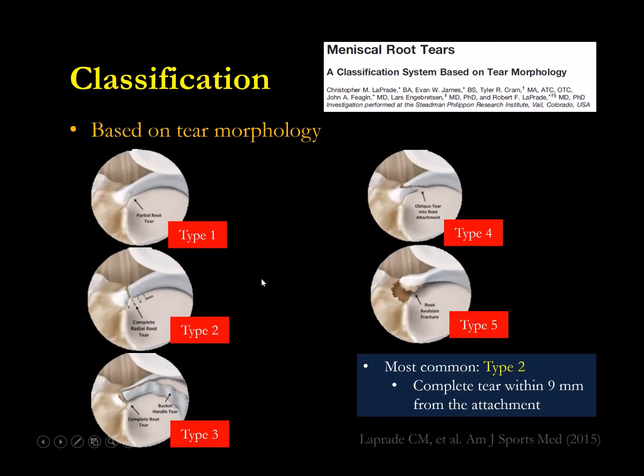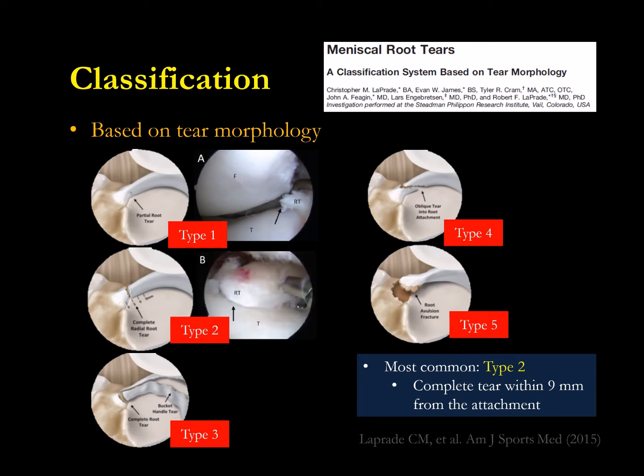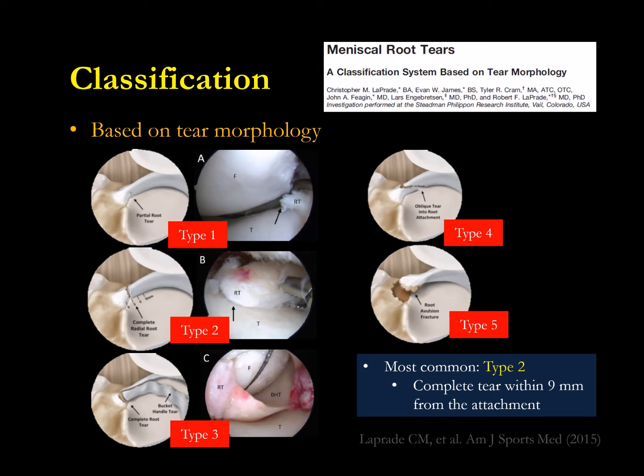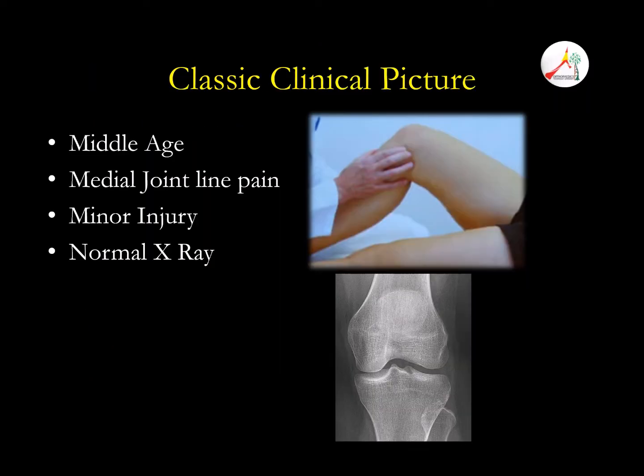So this is a classification by Dr. LaPrade about the root tear. So we will say root tear if the tear site is within about 9 millimeters. The most common type is type 2. This is a type 2 tear. Most common. It's a complete tear within 9 millimeters from the attachment.